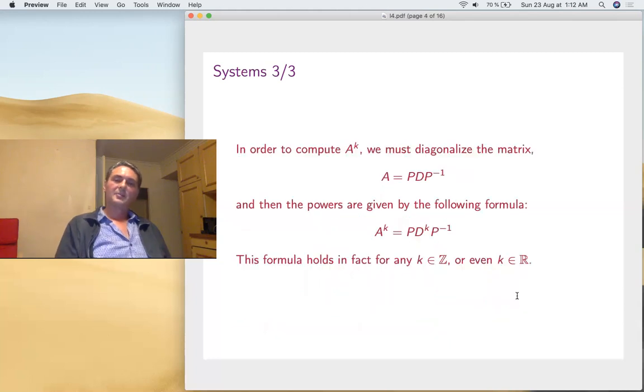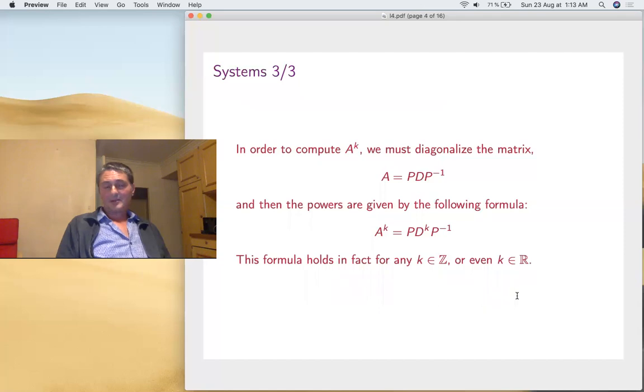Now, these powers are quite tricky to compute. Even if I give you a 2x2 matrix, it's going to be hard if you try to compute the second, third, fourth, fifth power to guess the formula. Typically, you won't guess it. It becomes very complicated. So the point is that you have to diagonalize the matrix, A = PDP minus 1. And then once the matrix is like this, the powers are just PD^kP minus 1.